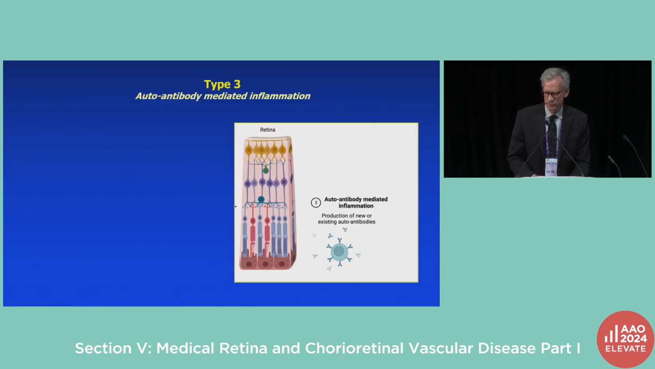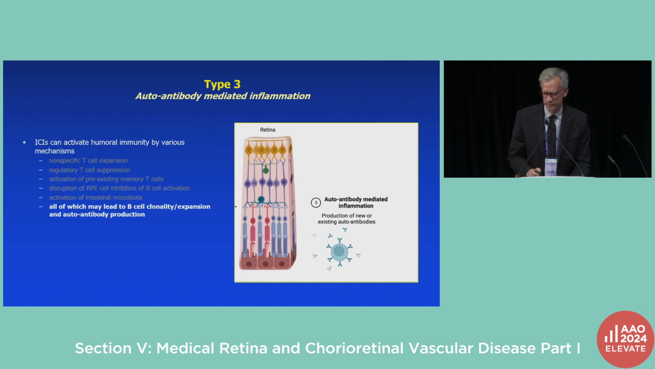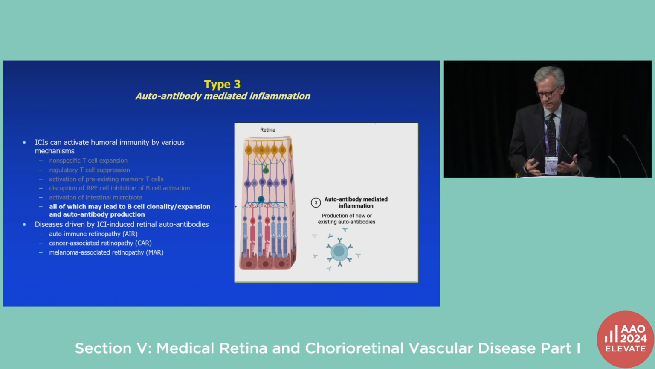And finally, type 3. In type 3 reactions, there is autoantibody-mediated inflammation. ICIs can activate humoral immunity by various mechanisms, which I list here, all of which may lead to B-cell clonality and expansion and autoantibody production. So, as one might expect, the diseases driven by ICI-induced retinal autoantibodies are those that we might anticipate. They can look like autoimmune retinopathy, cancer-associated retinopathy, and melanoma-associated retinopathy.